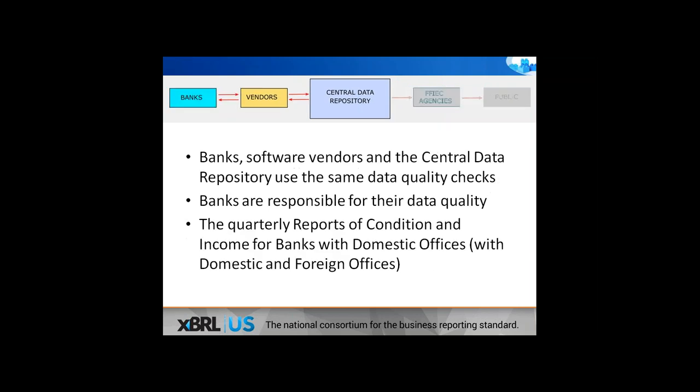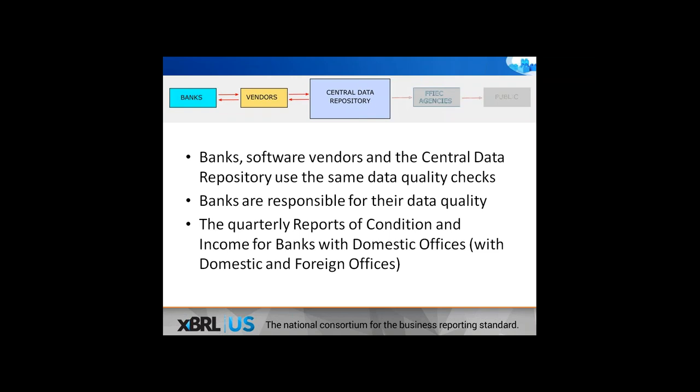Next slide, please. The CDR system relies heavily on the use of data quality checks. These data quality checks are mathematical formulas designed using the XBRL standard. Data quality checks allow data to be pre-validated prior to the data being received and accepted by a financial analyst. Data quality checks are incorporated into the bank software by vendors and are executed at the bank level as opposed to the regulatory financial analyst level. This allows the banks to take control of their own data quality.